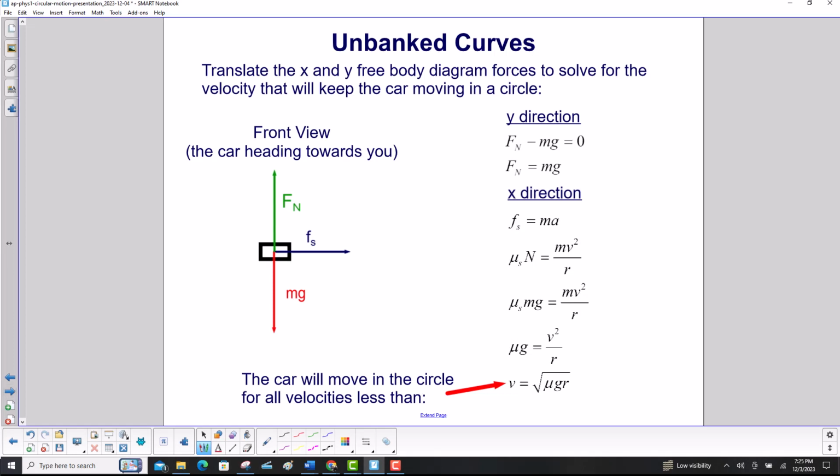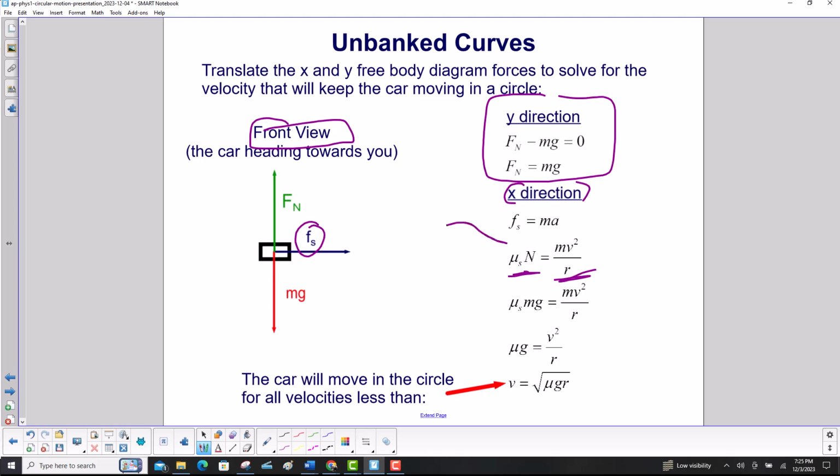Let's translate the X and Y free body diagrams to solve for the velocity that will keep the car moving in a circle. We'll use the front view over here. In the Y direction, we have the normal force minus mg equals 0, so normal equals mg. The car's not bouncing up and down. In the X direction, we have the friction force equals ma. Friction force is mu s times normal. And since it's centripetal acceleration and centripetal force, we have mv squared over r.